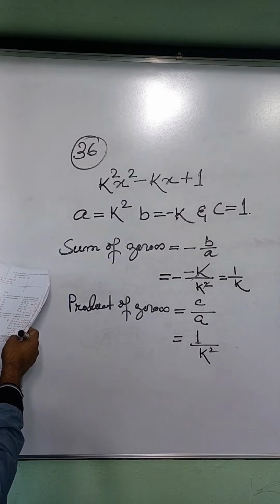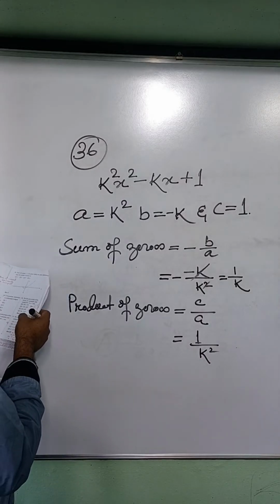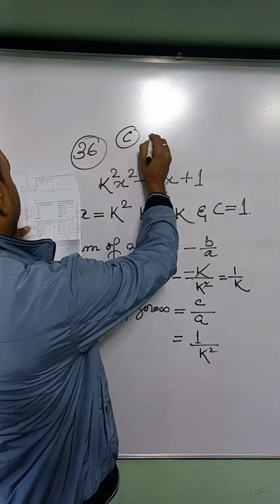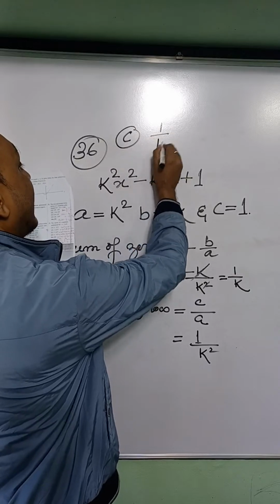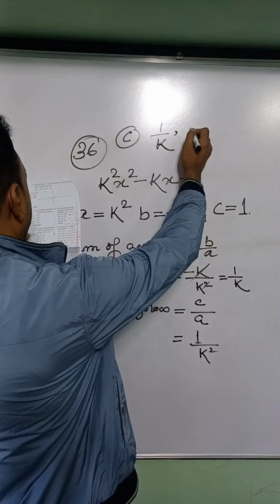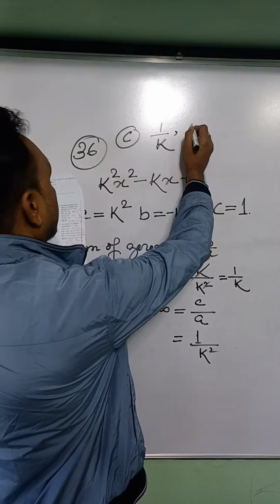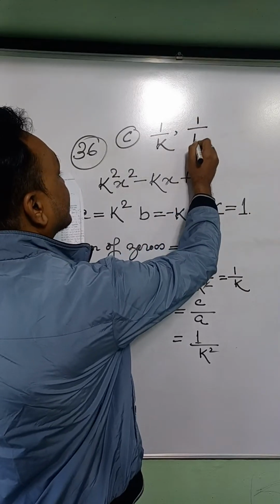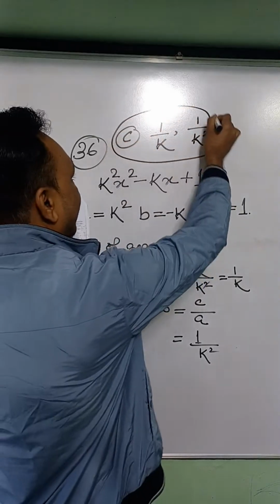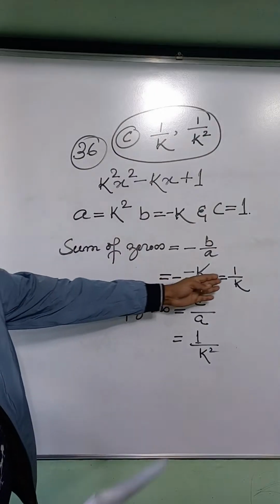So what will be the correct answer? I think option C. C is the correct answer: 1 by k is the sum of the zeros, and the product of the zeros is 1 by k square. So C is the correct answer, right? Sum of the zeros is 1 by k.